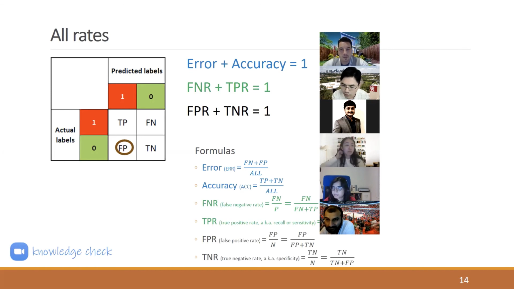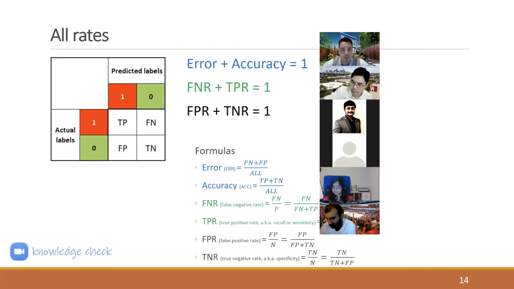To elaborate more, it's calculating the proportion of false alarms out of what cases? Out of all the cases? False positive and true negative. And these are no fire situations. Yep, no fire situations. Right.